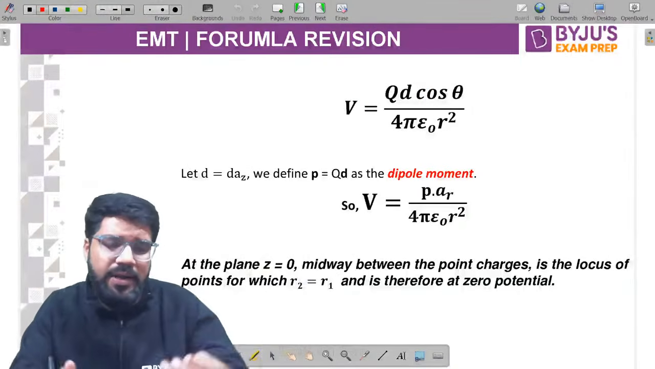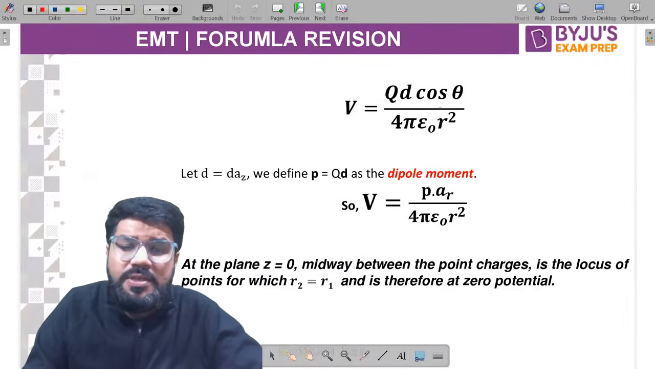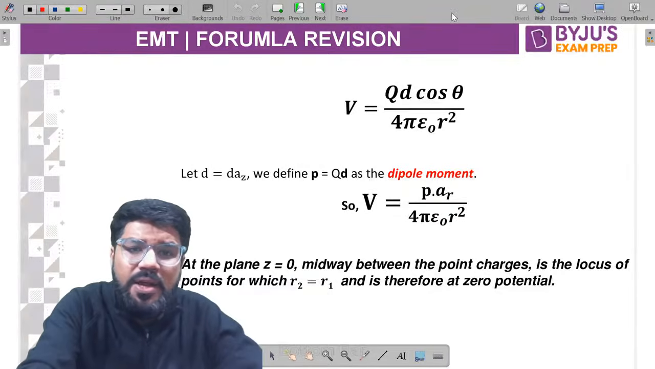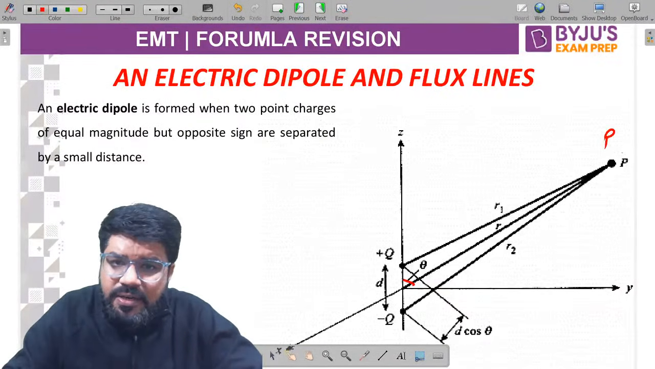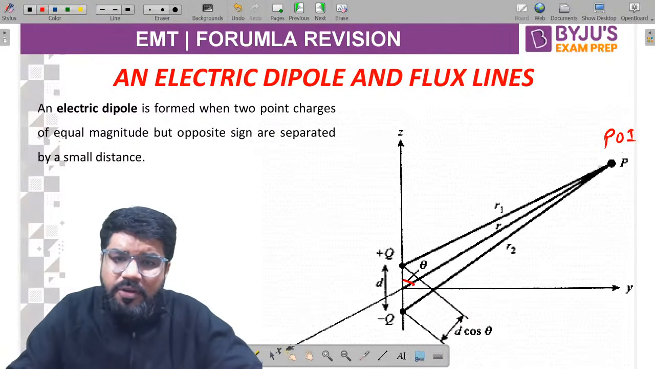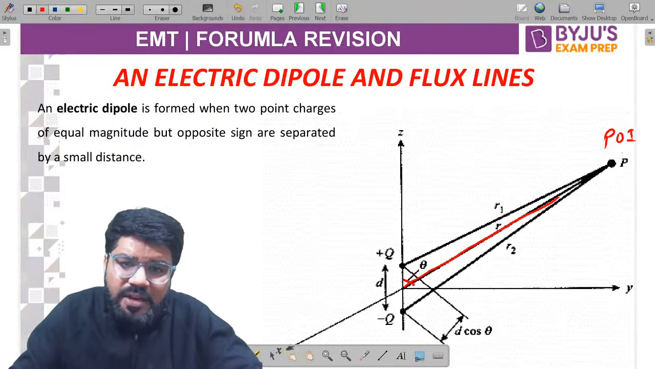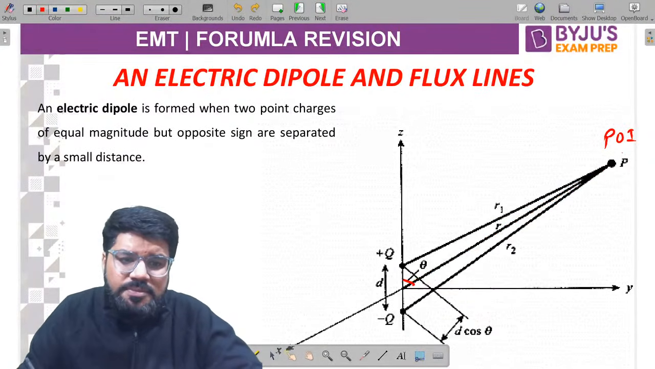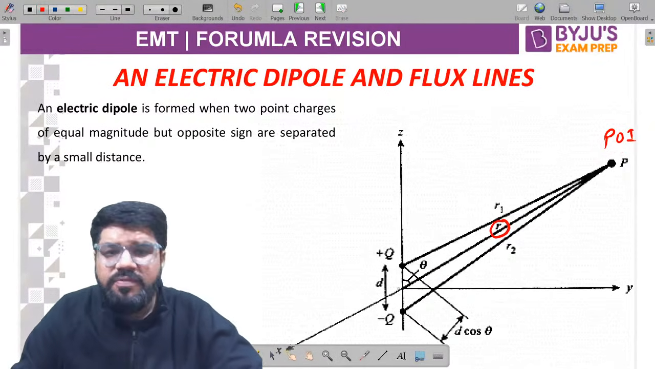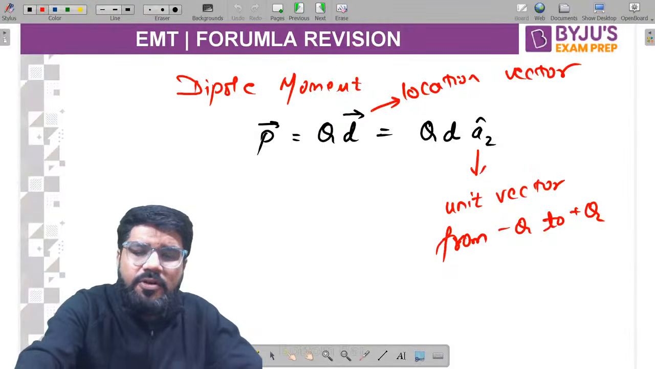Now after applying the formulas that I have briefed you for potential, we get the answer as qd cos theta upon 4 pi epsilon r square. What is theta? This is some point of observation, where we are measuring the field. Theta is the angle subtended by that point of observation with respect to the center of the dipole. R is the distance of the point of observation from the center of the dipole.